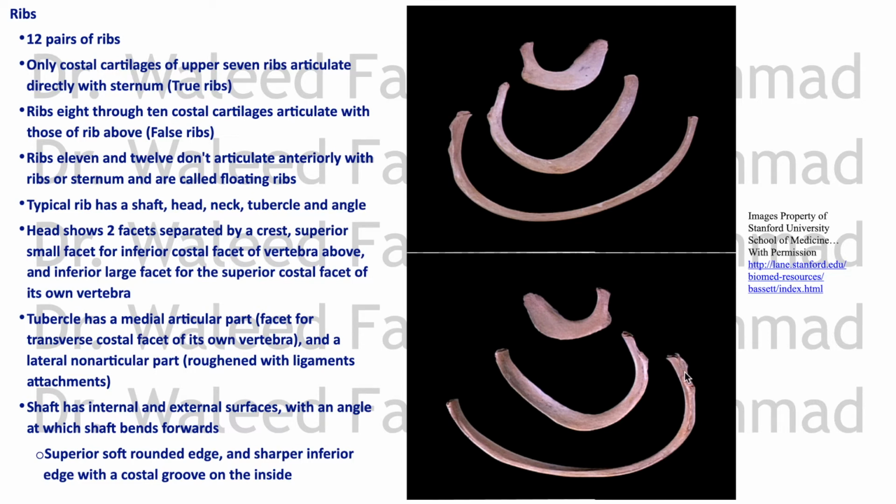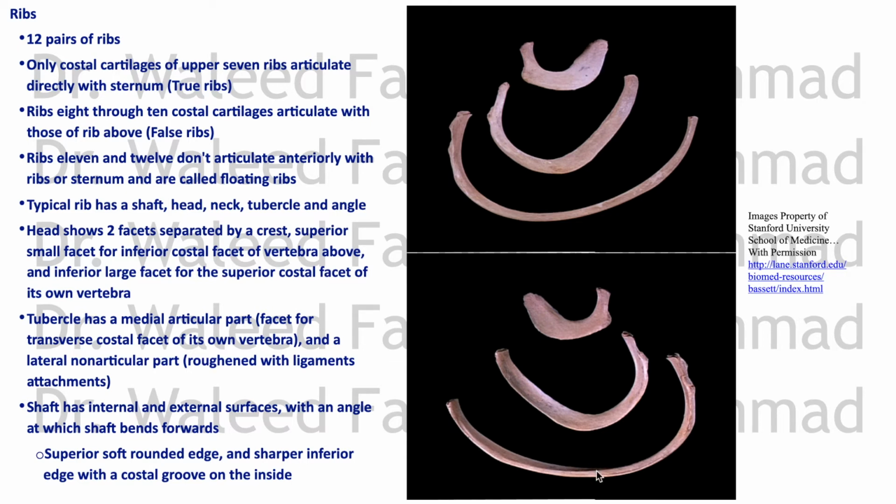After the head, there's a neck and there's a tubercle. See, this is a tubercle. See the facet on the tubercle for articulation. It has a medial and lateral compartment. See that? And an angle at which the axis of the neck changes abruptly. It's not the tubercle, it's the angle at which the shaft changes direction and goes forward.